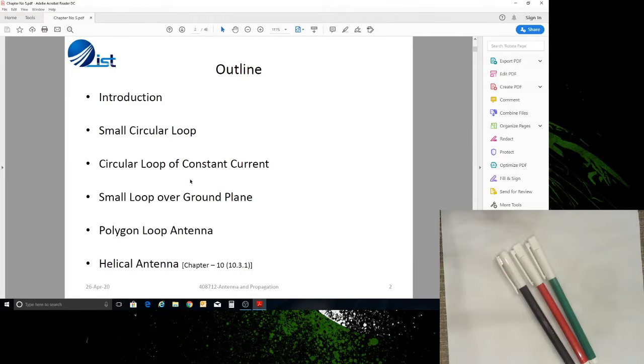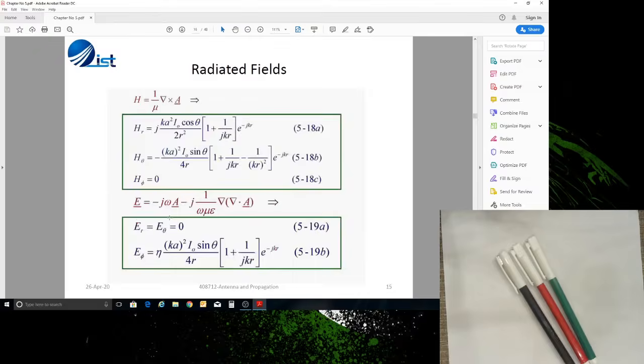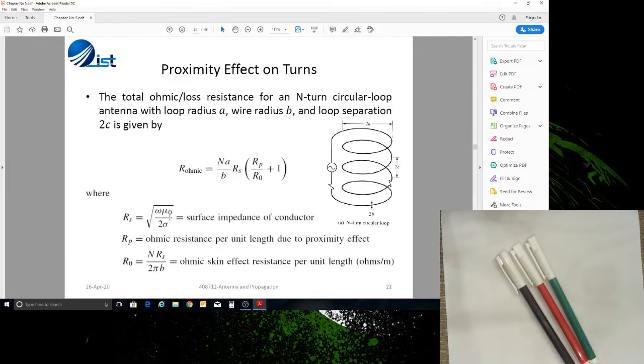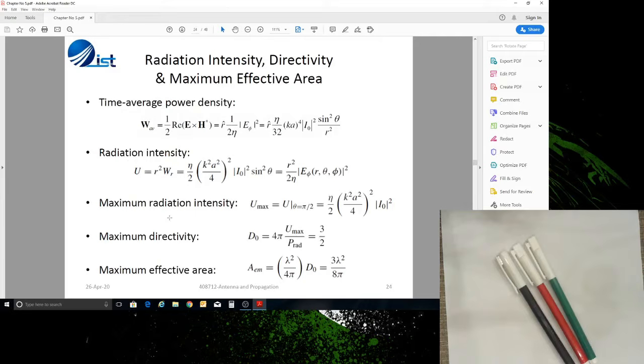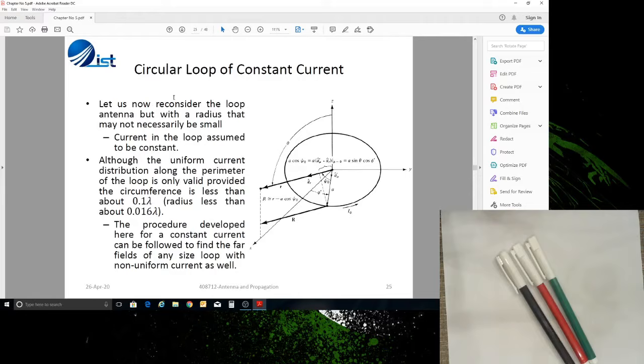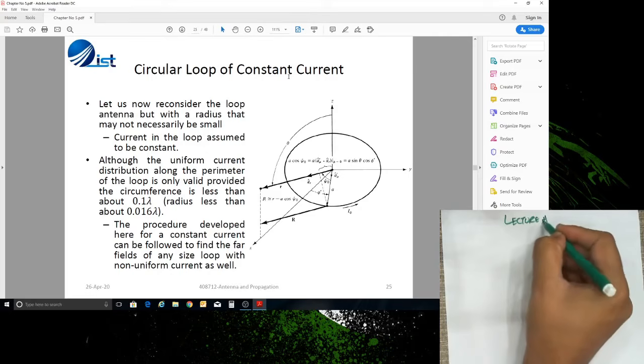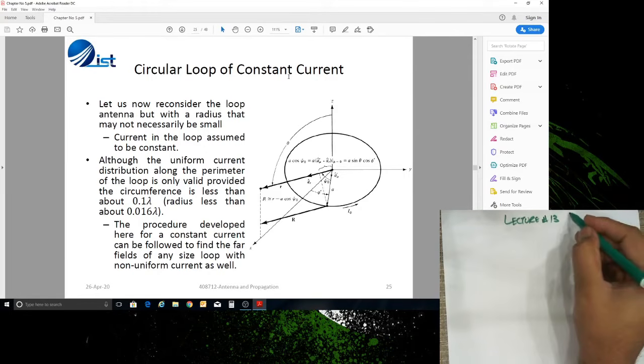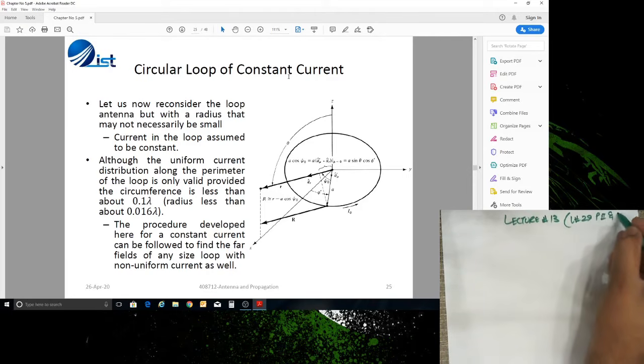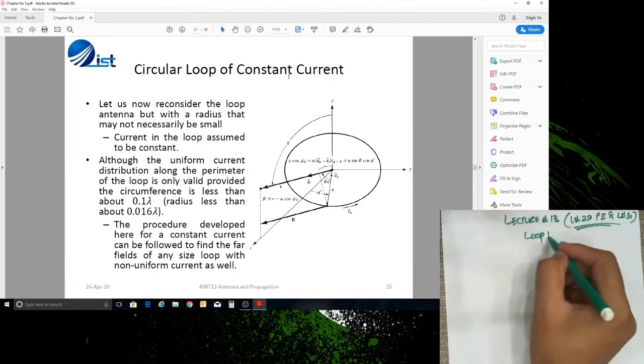So let's quickly go to the topic circular loop of constant current. So we've already covered all these parts. We talked about the radiation intensity, directivity and maximum effective area in the last lecture. आज हम बात करेंगे circular loop of constant currents. So basically this is going to be our lecture number 13, and overall it's going to be lecture number 29 part 2 and lecture number 30. So it's about loop antennas.